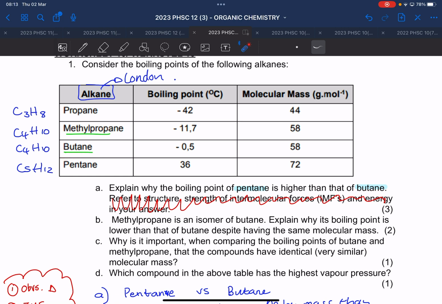So what type of isomer is it? Chain isomer, because the length of the parent chain changed. This one had 3, this one has 4. Okay, so they are chain isomers.